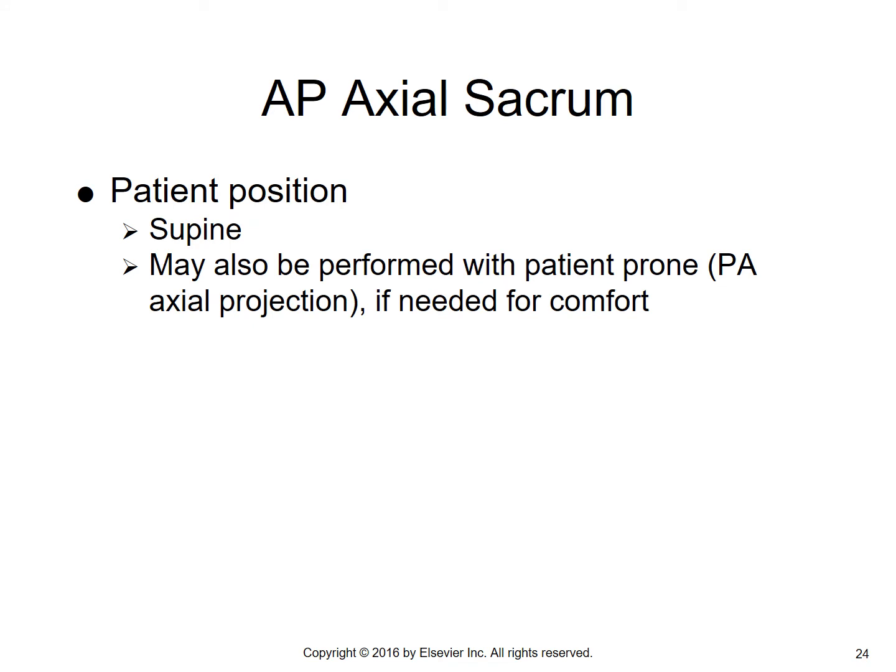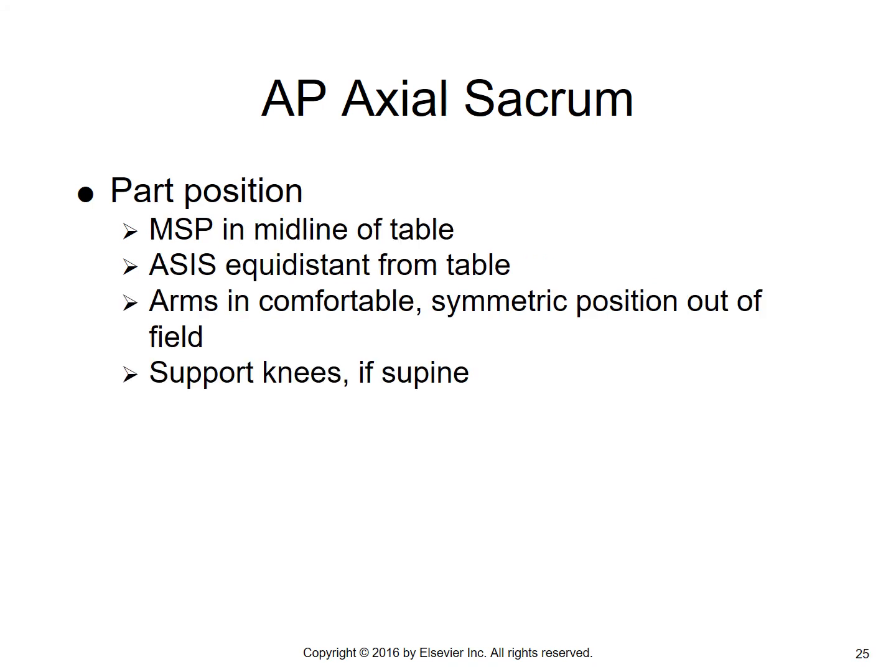For the AP axial of the sacrum, the patient is supine, but it may also be performed with the patient prone if needed for comfort, because sometimes it's difficult to lie on a fractured sacrum. MSP is at the midline of the table, and the ASIS are equidistant from the table, so they're not rotated at all. Arms are in a comfortable, symmetric position out of the field, and the knees are supported if the patient is supine.